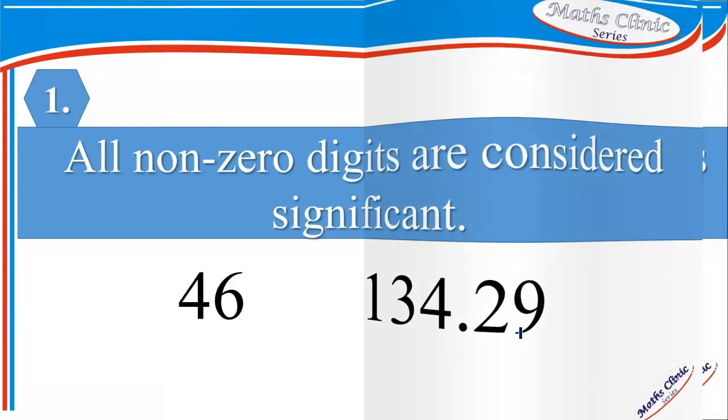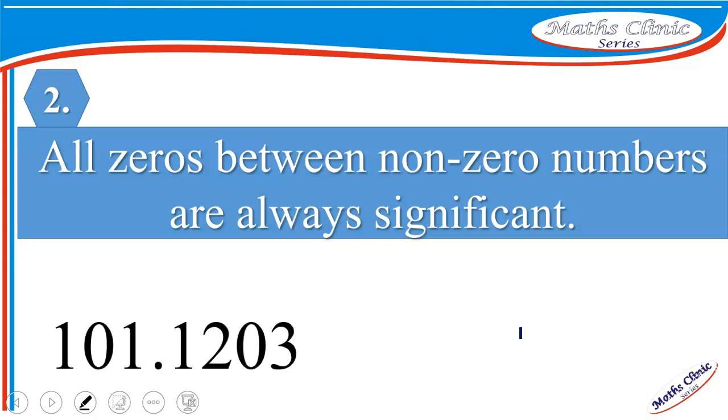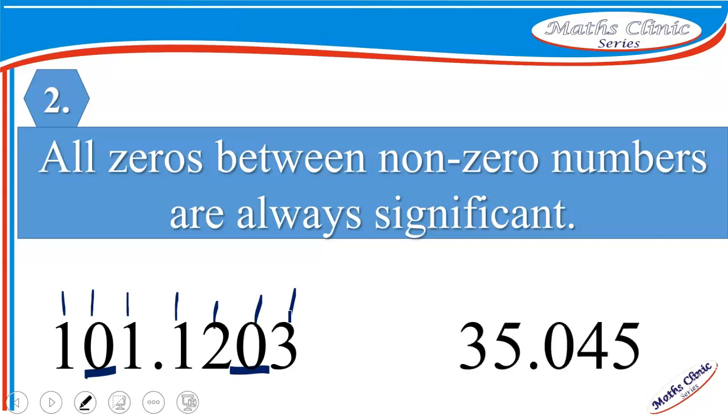Then again, all zeros between non-zero numbers are also significant. So you see where the zero is in between non-zero numbers. So far as they stand in between, they are significant. So here I will say we have 1, 2, 3, 4, 5, 6, 7 significant figures. So this is 7 significant figures. And here we have 1, 2, 3, 4, 5 significant figures. It makes sense, right? Good.